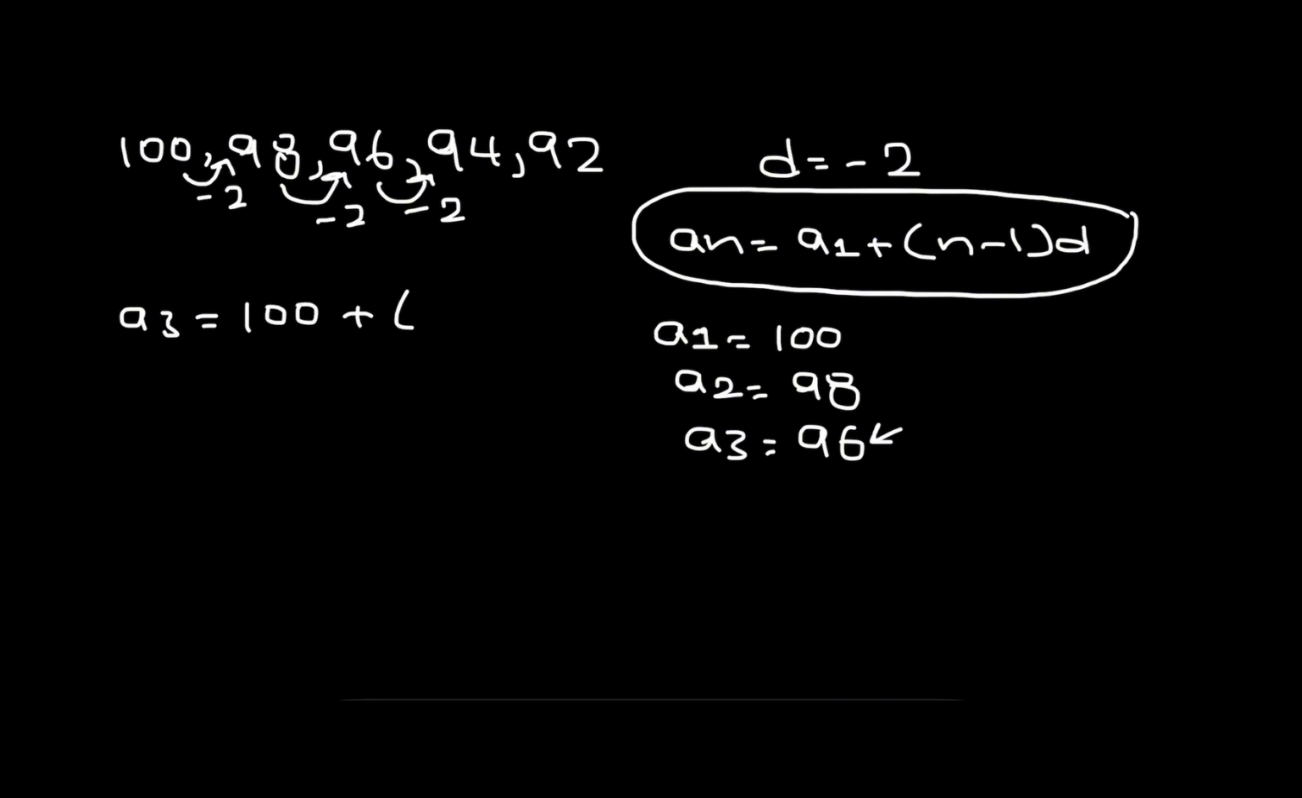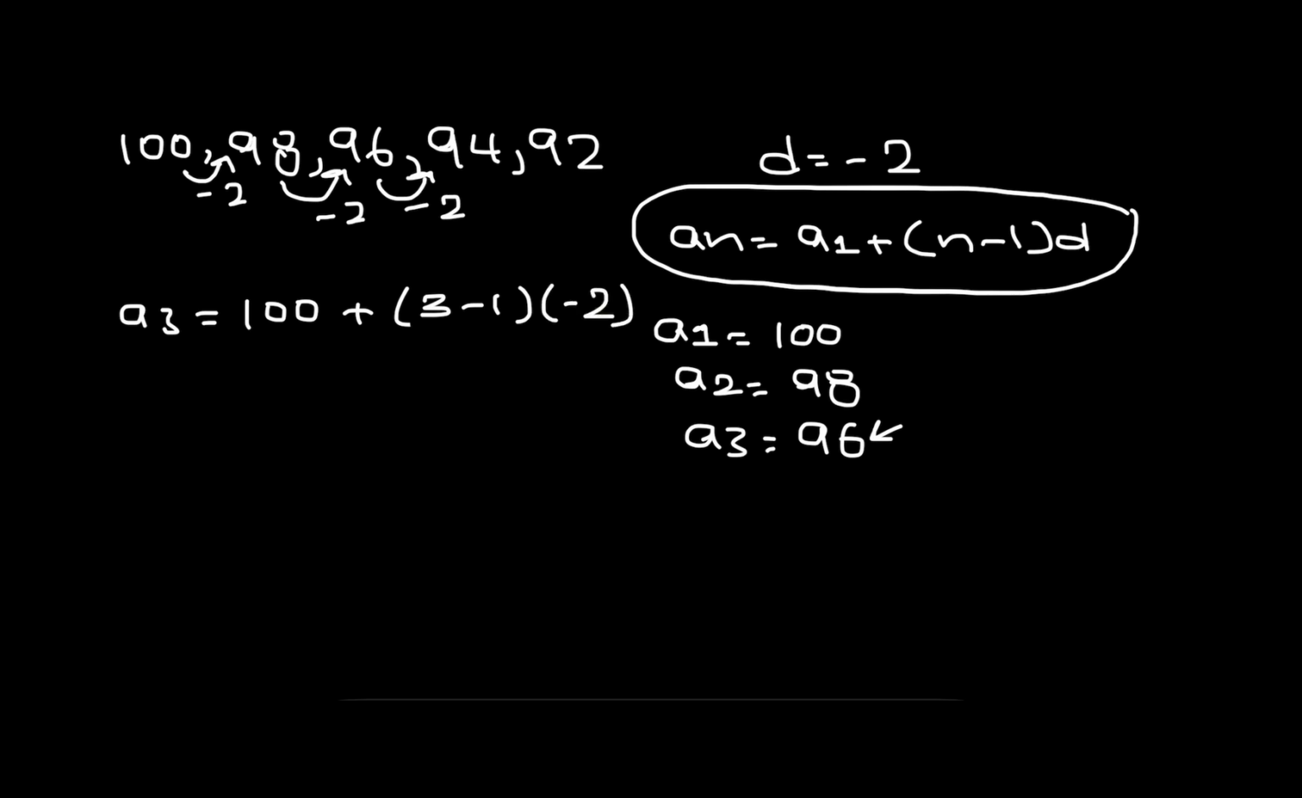meaning a3 equals a1, which is 100, plus 3 take away 1 multiplied by -2, which is the common difference that we found. If we plug that onto the calculator, we will get 96. Therefore, we have confirmed that this sequence is indeed an arithmetic one.